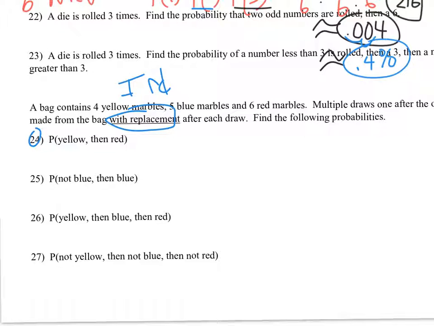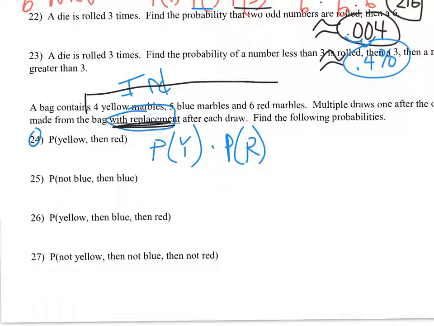What's the probability of a yellow, then a red? So I'm going to take the probability of a yellow times the probability of a red on my second draw. And there is replacement, key word. So what's the probability of a yellow? I've got 4 yellows, 5 blues, 6 reds. So you need to find a total because we're dealing with probability. So if I do 4 plus 5 plus 6, there's 15 total marbles. So what's the probability of a yellow? Well, there are 4 yellow out of 15.